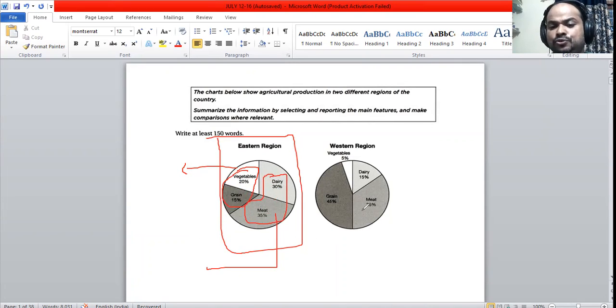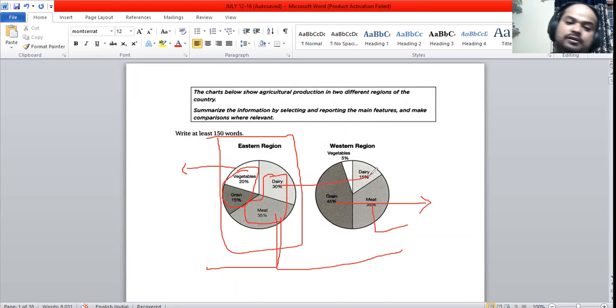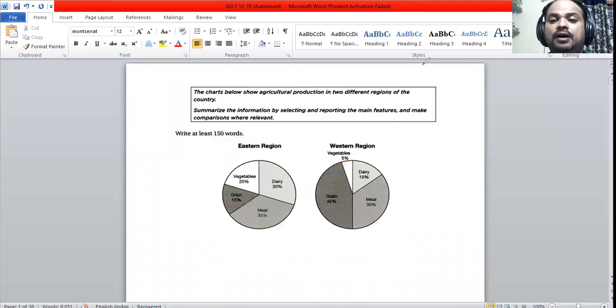The western region too produces the same amount of meat as the eastern region, but it produces more grains, and dairy is half of the eastern region. And vegetables, they produce only 5% when compared to 20% of the eastern produce. So this is what the comparison is. I've got a model answer here. Let me assess the model answer and see how well it is written.